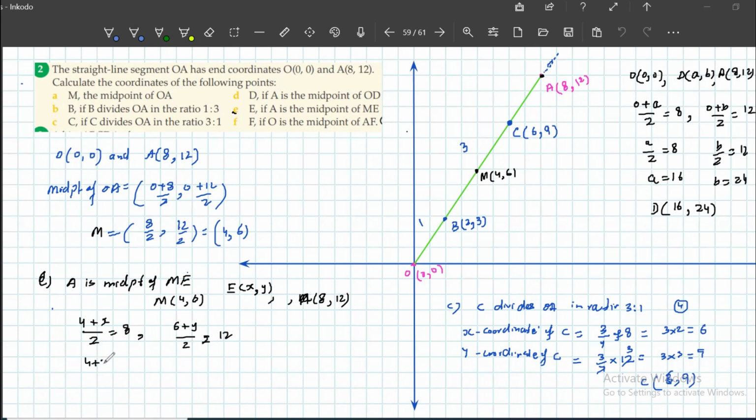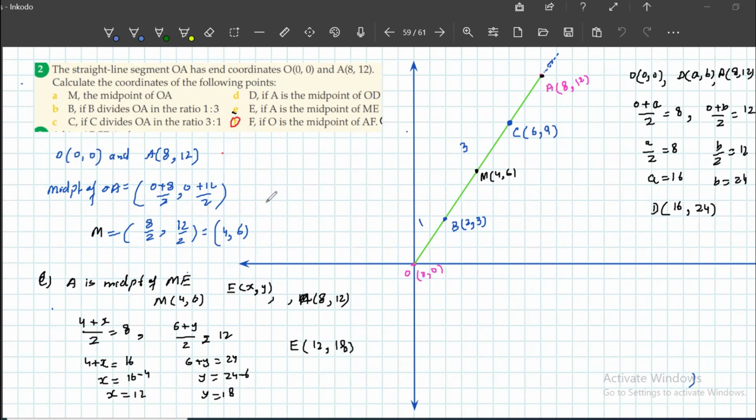So this means 4 plus x is equal to 16. So x is equal to 16 minus 4, which is equal to 12. Same as 6 plus y is equal to 24. So y is equal to 24 minus 6, which is equal to 18. It means the new point E is 12 comma 18.